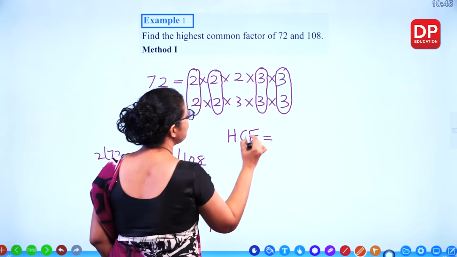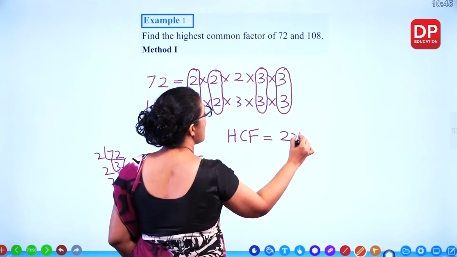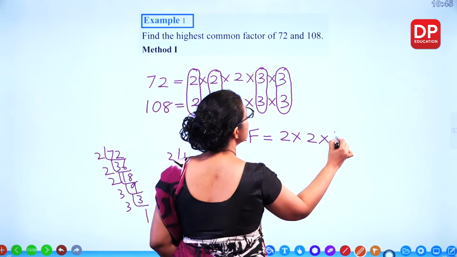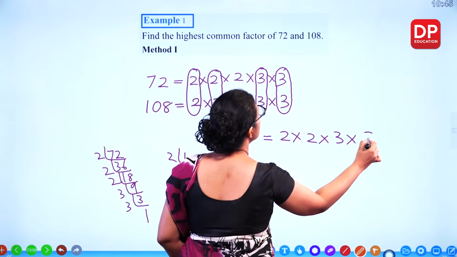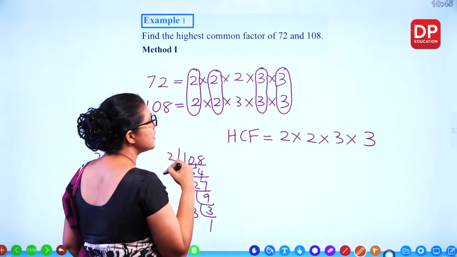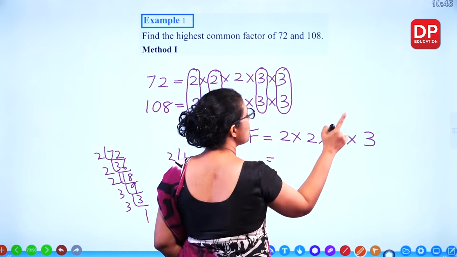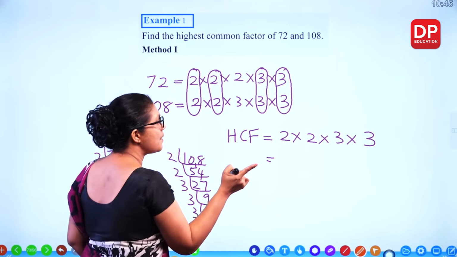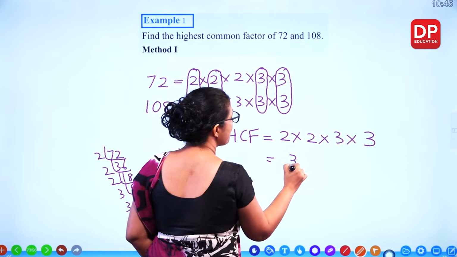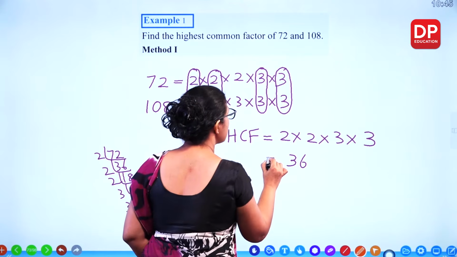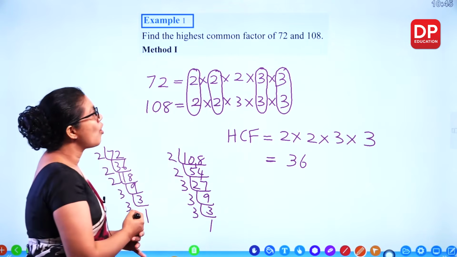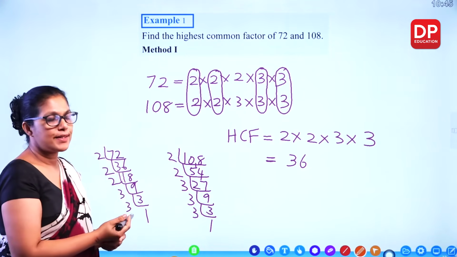So what's the highest common factor? HCF. 2 times 2 times 3 times 3. 2 times 2, 4. 4 times 3, 12. 12 times 3, 36. So that's the highest common factor. This is one method.